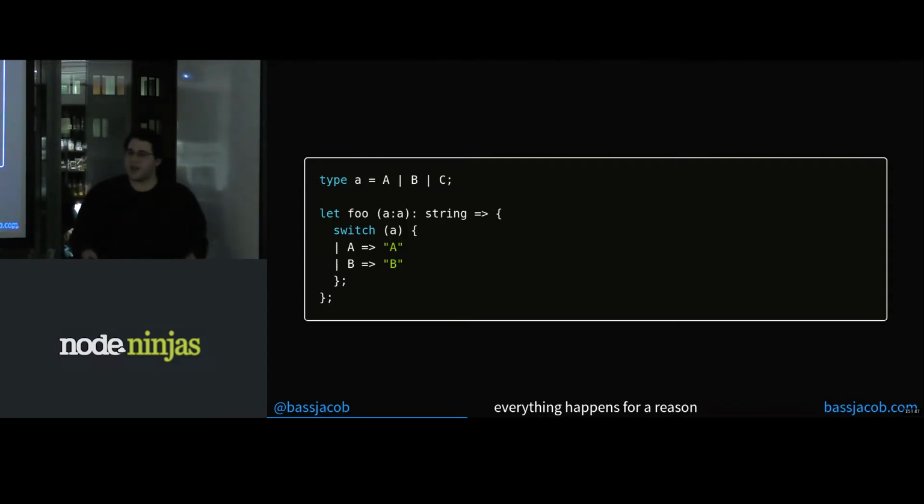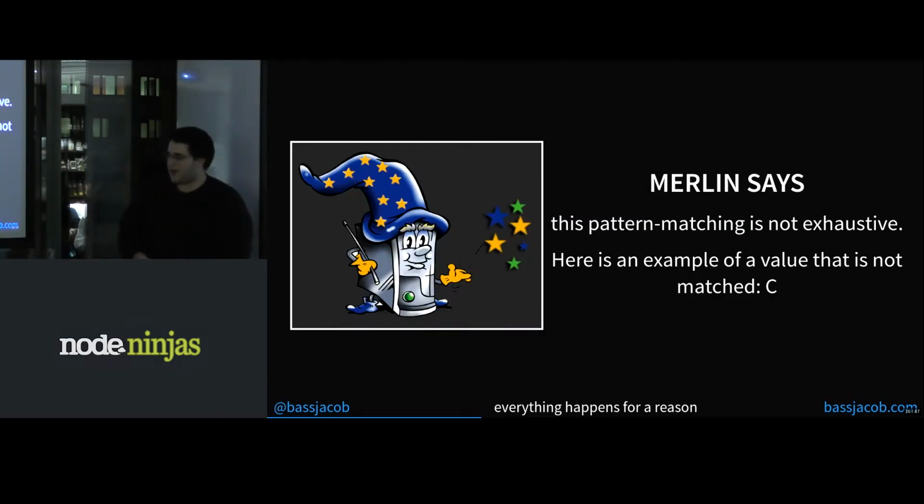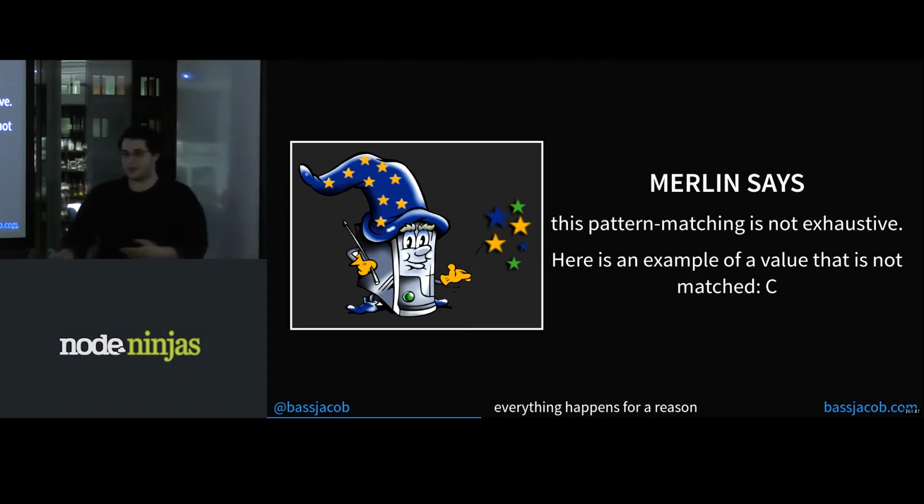So what would the nice thing be for a computer to tell us at this point? We want a computer to tell us, hey, you forgot C. You should handle this. It's part of the input to your function. And indeed it does. So I'm going to introduce you to my best friend in programming at the moment, Merlin. Merlin is a program for OCaml, and because it's for OCaml, it's also for Reason.